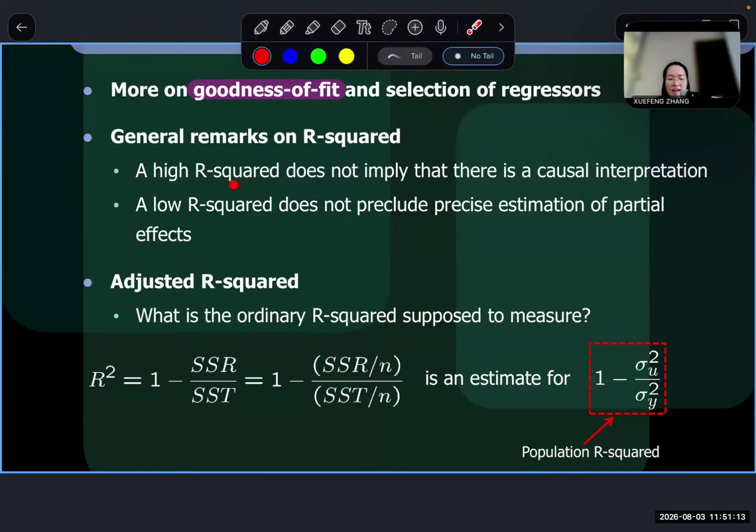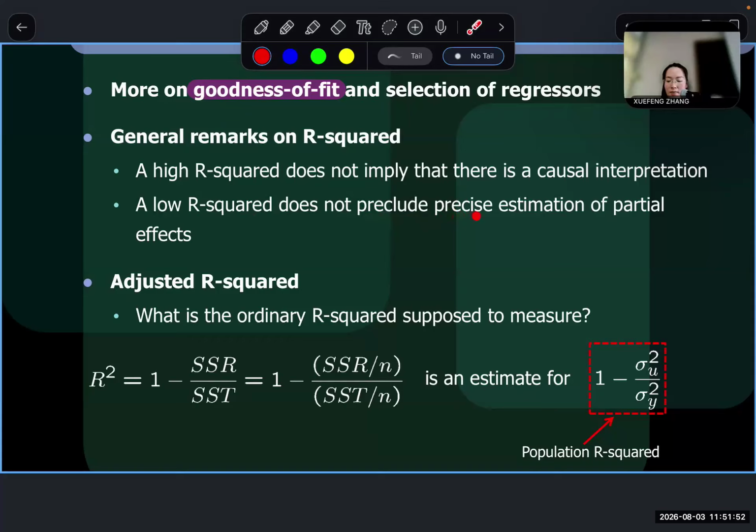First, a higher R squared does not imply a causal interpretation. I think I mentioned this one to you many times. And right now, it's very difficult to do causality. So basically, we are doing correlation. Okay, it's correlation, not causality.